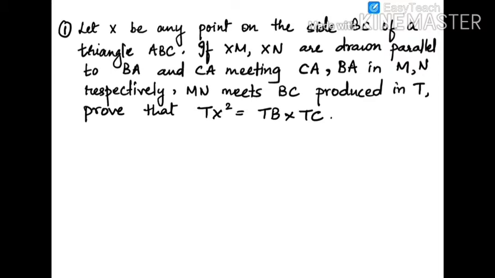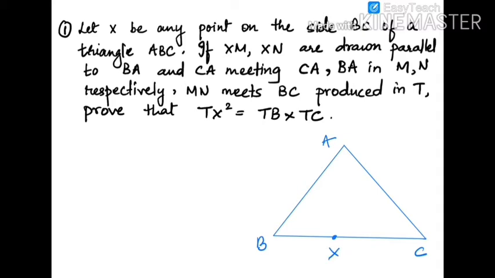So let's draw a triangle ABC. X be any point on the side BC. Let's say X is here. If XM and XN are drawn parallel to BA and CA, so we will draw a line from X parallel to BA, cutting AC at M. Then XN is parallel to CA.